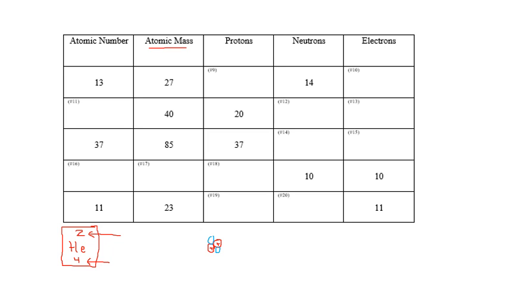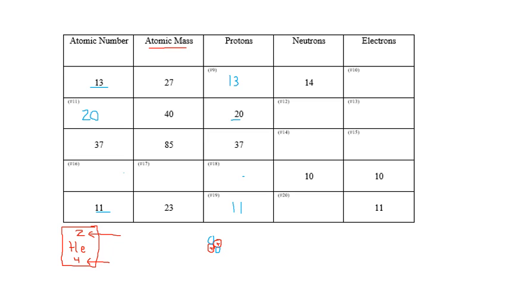All right. So the atomic number up here will always be the same as the number of protons, because that's what it means. So we have 13 protons there. Right here we got 20 protons, so the atomic number is 20. And then down here, we'll come back to this one. Again, down here we have 11 for the atomic number, so 11 protons.